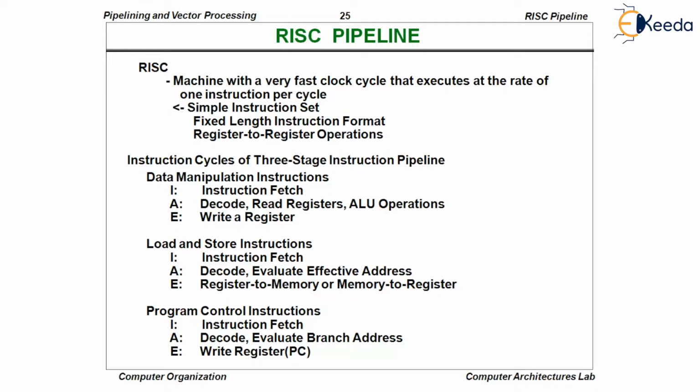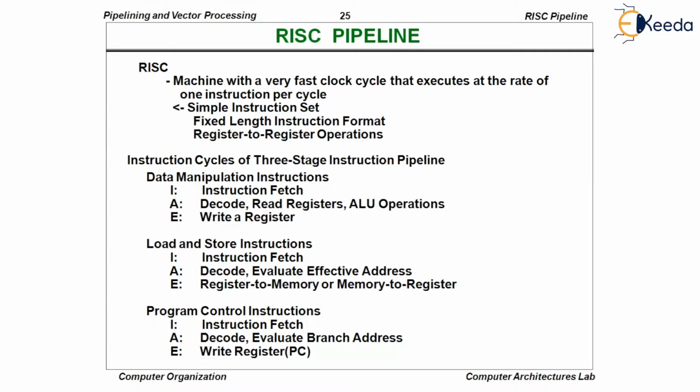When it comes to RISC, of course, you know that it is a machine with a very fast clock cycle that executes at the rate of one instruction per cycle. Every clock cycle, RISC ensures that one instruction will get executed. Of course, the instruction set is very simple. That is, the number of instructions available in a RISC system is pretty much minimal, and the instruction size is always fixed. Of course, it is 16-bit. And when it comes to the ALU operations, they will only be performed from register to register. That is, the operands must be available only within the registers.